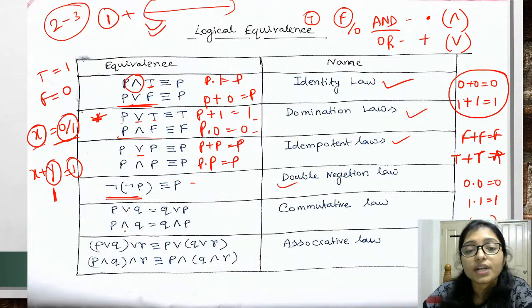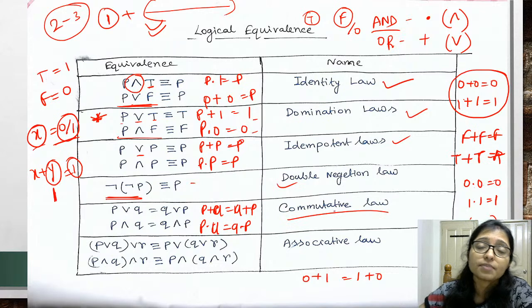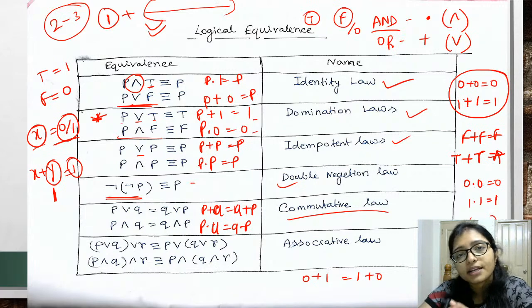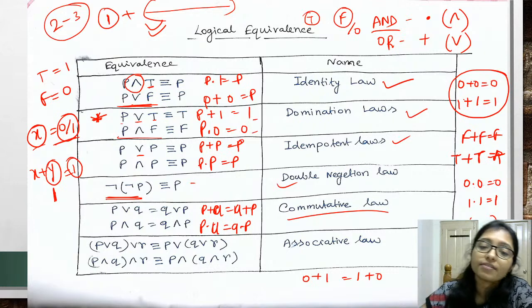And now commutative. Commutative means what? P plus Q equals Q plus P. Definitely, because 0 plus 1 equals 1 plus 0. And P and Q: P dot Q equals Q dot P. Right? That is called the commutative law. Means right hand side, left hand side, it does not matter. Both are the same. Right, left, it is also the same. That is the commutative law.